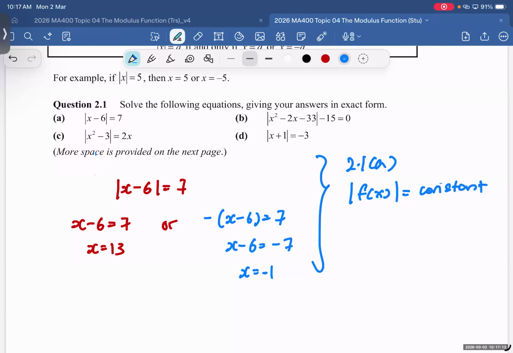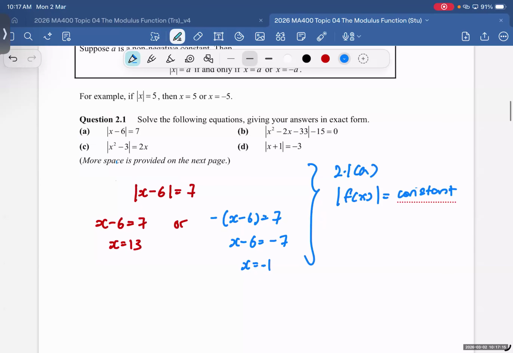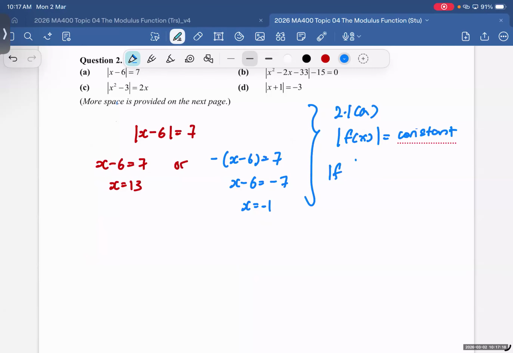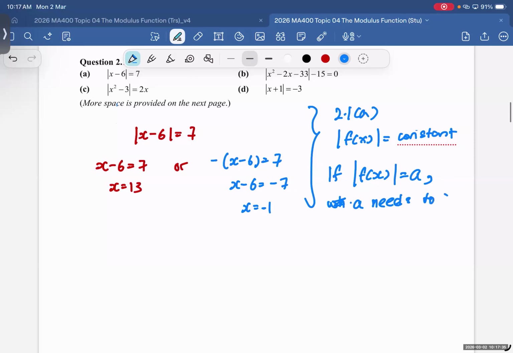Okay, equals to a constant. In general, if you have modulus f(x) equals a, can anyone tell me what you need a to be? Very good. Who said that? Well done. A needs to be non-negative. It can be 0. It needs to be more than or equal to 0.